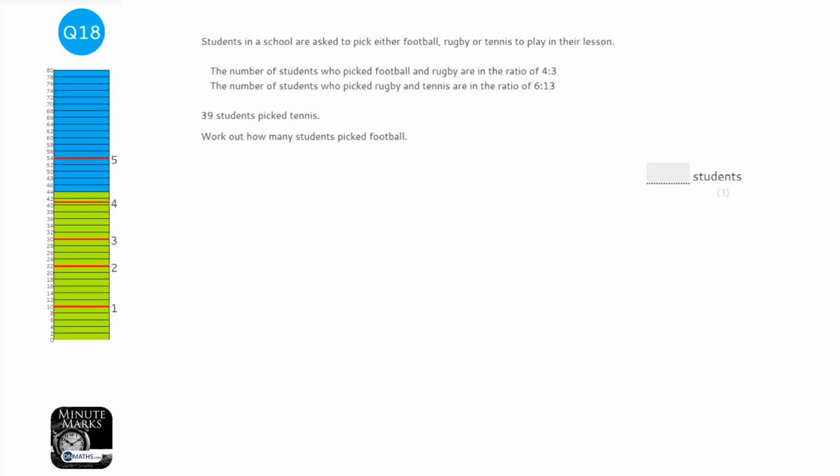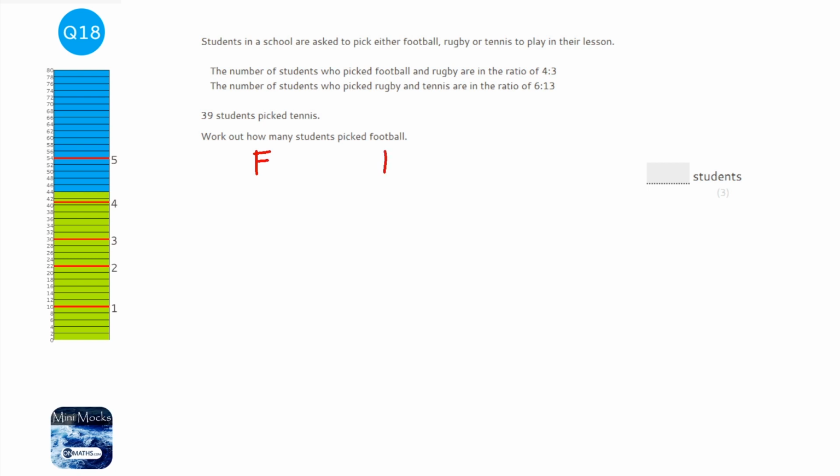Okay, so this is quite a complicated question because there are two ratios and they're talking about slightly different things. We're also given an amount for one of the sides of one of the ratios, and we're asked for the amount of the first side of the ratio. So it's all a little bit complicated. But the way I'd like to start these things off is by writing down what I know from the question.